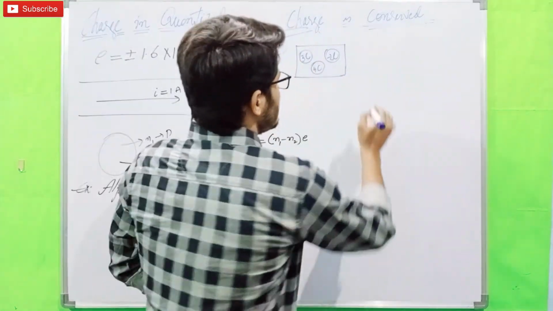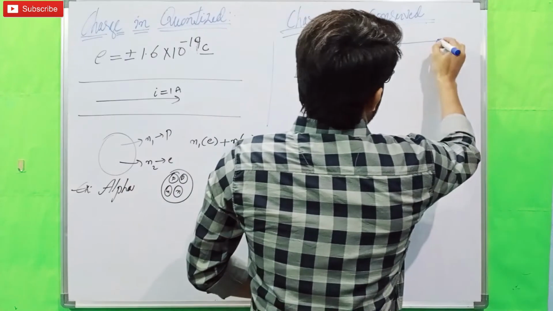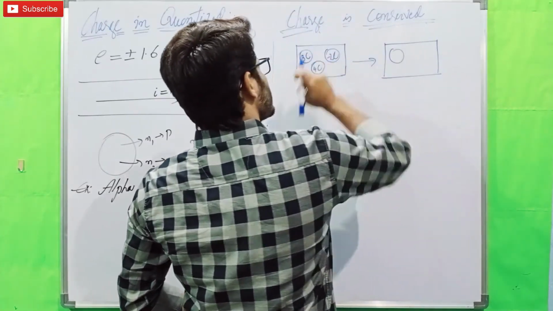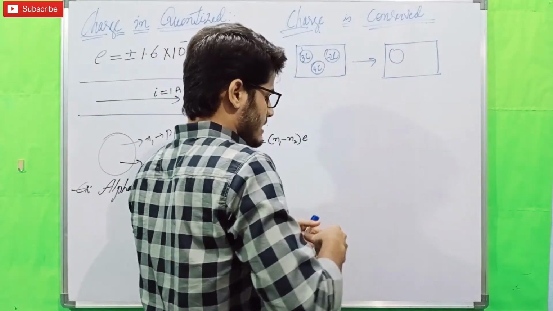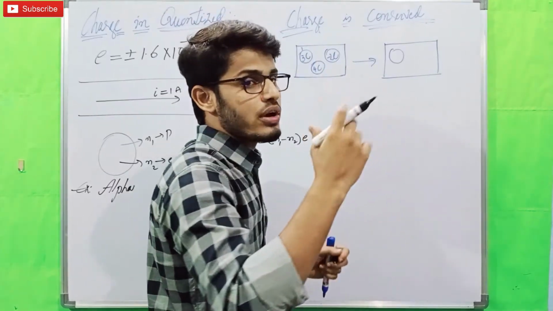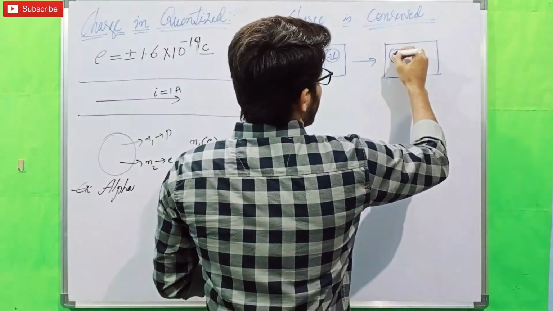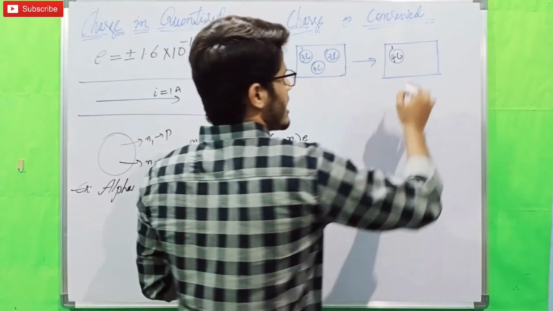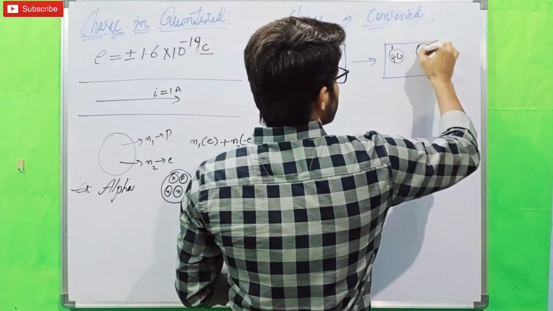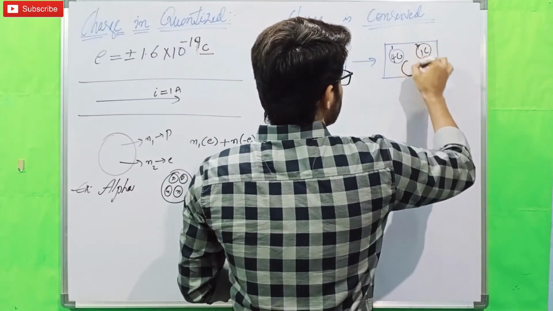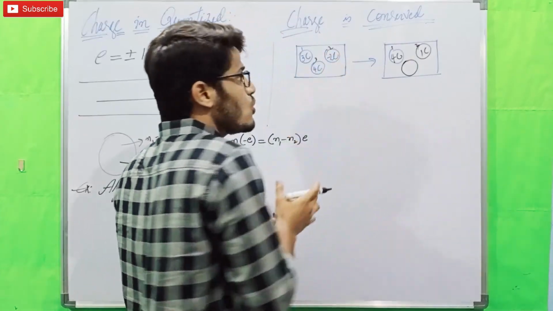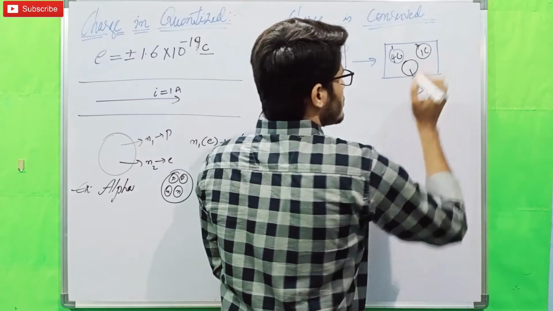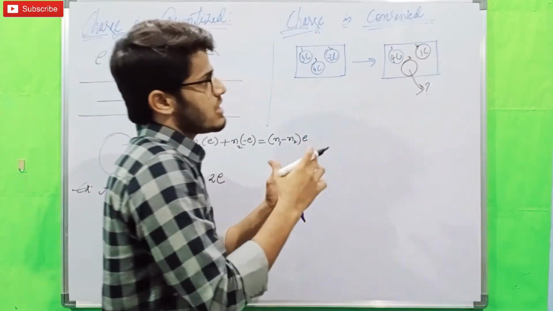Now after the process of shaking, I have the system. The first body, initially it was having 3 coulomb, now let it be 4 coulomb. And the second body, initially it was having -2 coulomb, now it is having 1 coulomb charge. And the third body, initially it was having 4 coulomb, now you have to find out how much will be the charge on the third body after shaking.